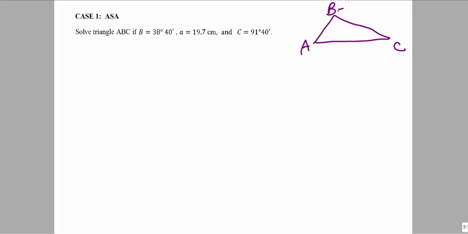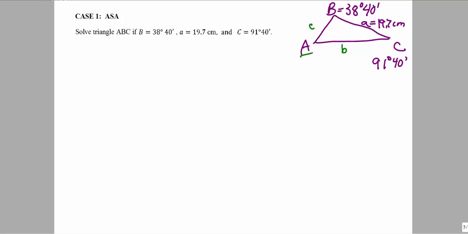But we are told that angle B is 38 degrees and 40 minutes. Now notice this time we're not working with decimal degrees, we're actually given degrees in minutes. So we want to be careful and think back to how do we work with degrees in minutes. Angle C is given to us as 91 degrees 40 minutes. And we know side A, 19.7 centimeters. So we have three unknowns: angle A, side C, and side B. And these are the three parts that we want to find out.